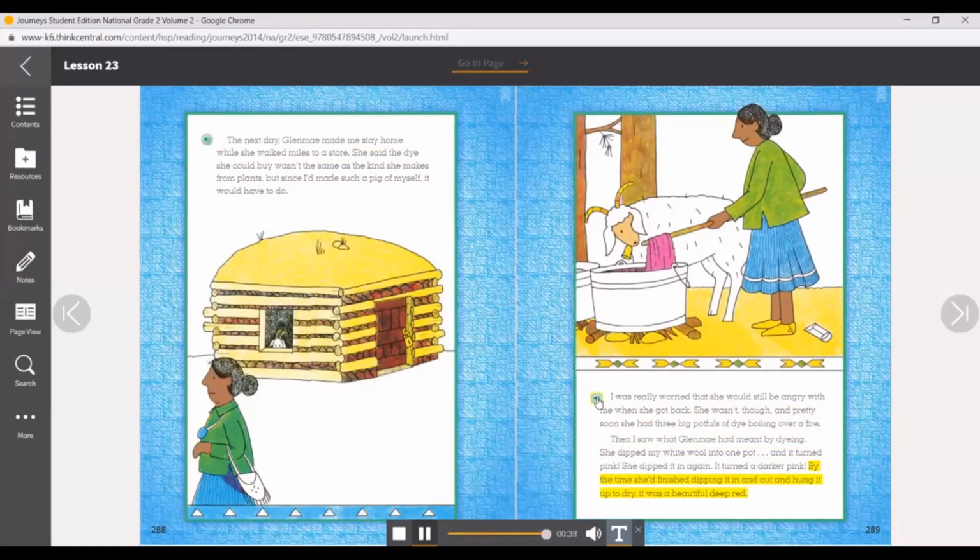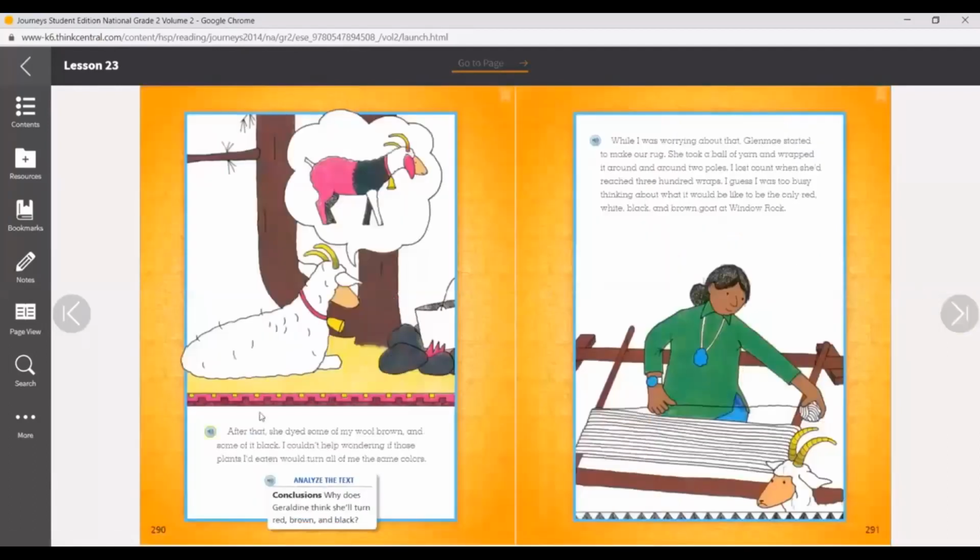deep red. Why is Geraldine worried that Glen May will be angry with her when she gets back from the store? Geraldine has caused a lot of trouble by eating the dye ingredients, so she was worried that she made her mad.